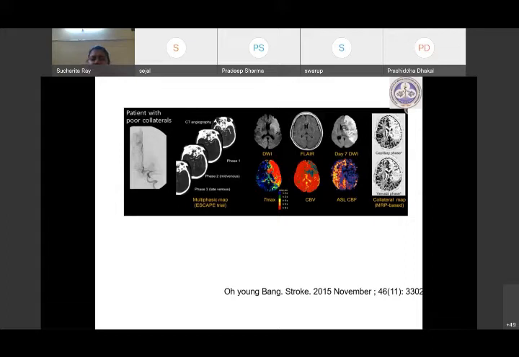Now I'll show you this very small example. We'll not discuss it in detail. Now just see if you can make out with the DSA the complete.